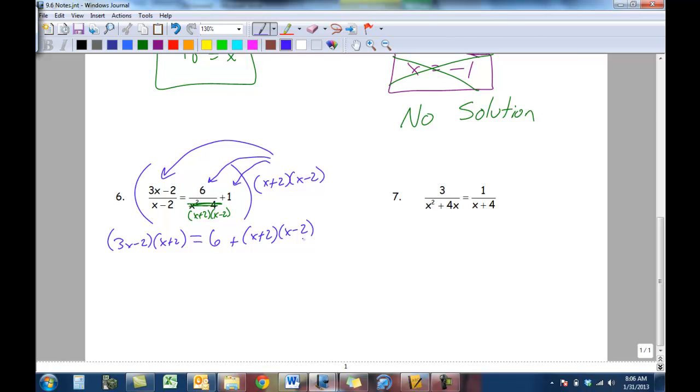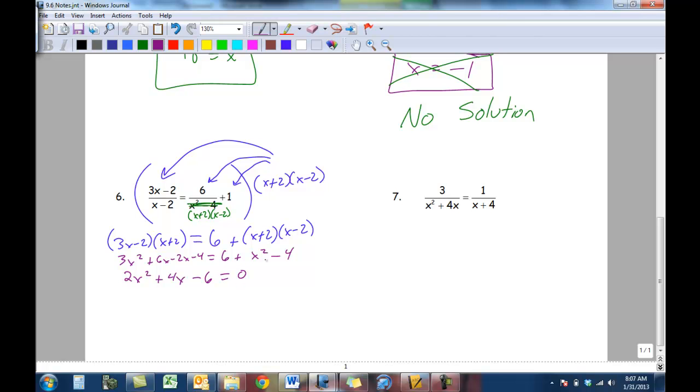Alright, so now we got to get to solving. In order to solve this, we have to FOIL. So you got 3x squared plus 6x minus 2x minus 4 equals 6 plus, this factors to x squared minus 4. Now I got x squared and x's, so we're going to have to factor, so get everything on one side. This is going to be 2x squared. 6x minus 2x is plus 4x. 6 minus 4 is 2. I'm going to subtract that to this side, so it'd be minus 6 equals 0.